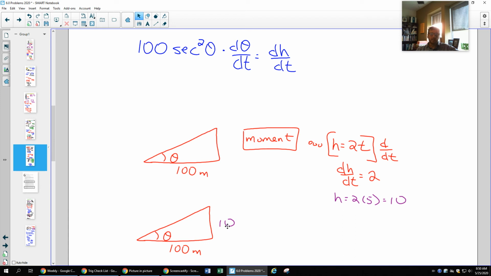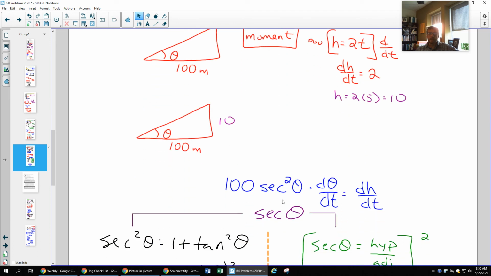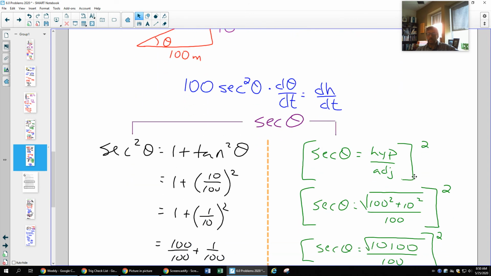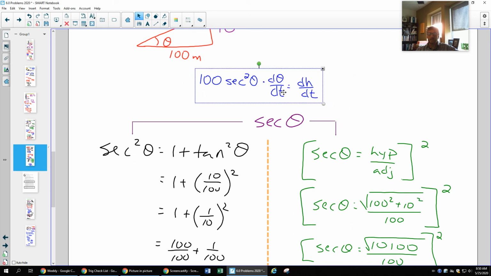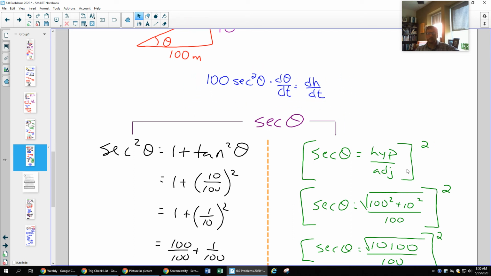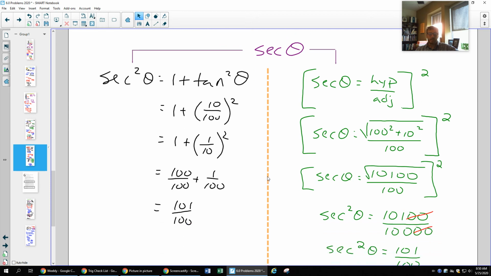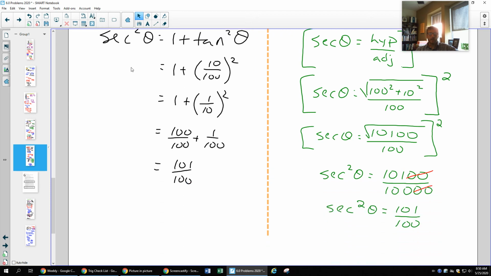So again, I've got my opposite and my adjacent. Secant is the reciprocal of cosine. I could find the hypotenuse, or I can use an identity. So I have 100 secant squared d theta dt, and that's what I'm working with. Those of you who liked the old-fashioned Math 10, solving for Pythagoras, a squared plus b squared equals c squared, you can work on the green side. Those of you who like the idea of an identity, you can work on the black side. But see, it doesn't matter. You get secant squared is 101 over 100.